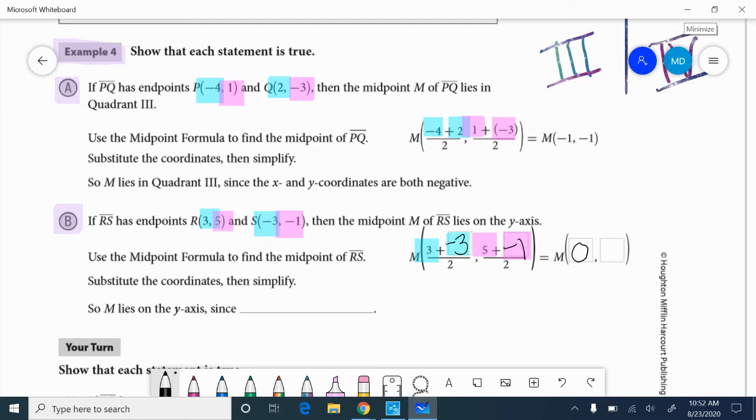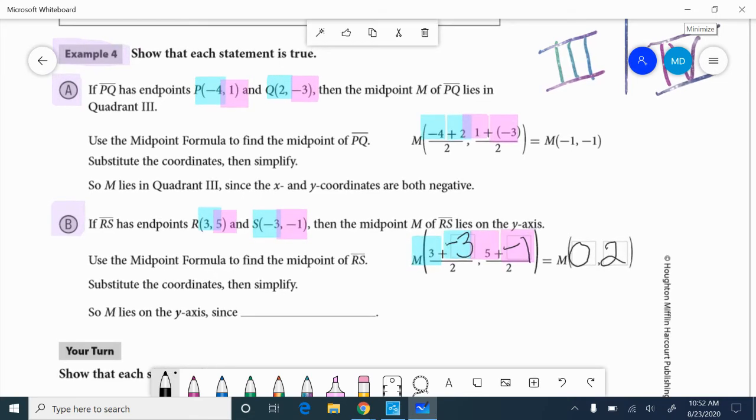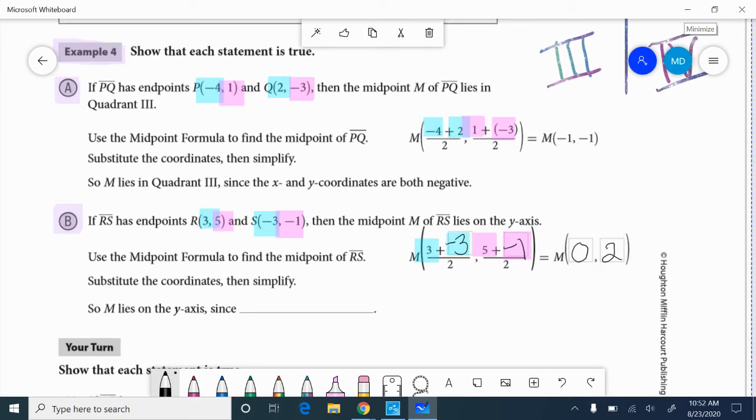5 plus negative 1 is 4. 4 divided by 2 is 2. All right, so I have my coordinates of the midpoint. It's 0, comma 2. And use the midpoint formula to find midpoint of RS, substitute the coordinates, and simplify. So M lies on the y-axis since, well, we know it does because our x-coordinate is 0.